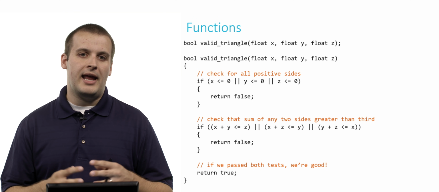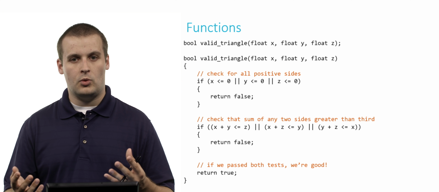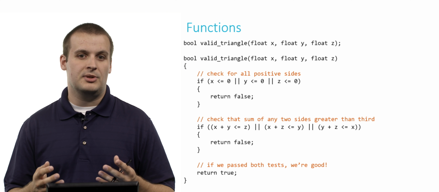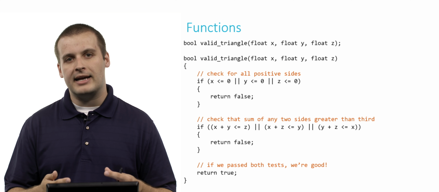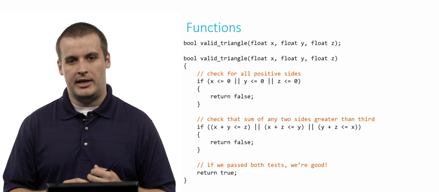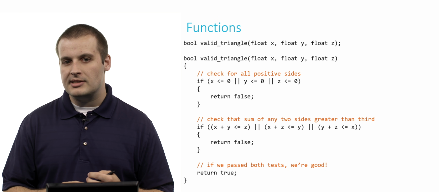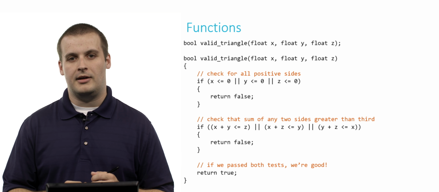Next, we check to make sure that every pair of the inputs is greater than the third one. So if x plus y is less than or equal to z, or if x plus z is less than or equal to y, or if y plus z is less than or equal to x, that also can't be a valid triangle. So we return false again. Assuming we passed both of the checks, though, then we can return true, because those three sides are capable of creating a valid triangle. And that's it.